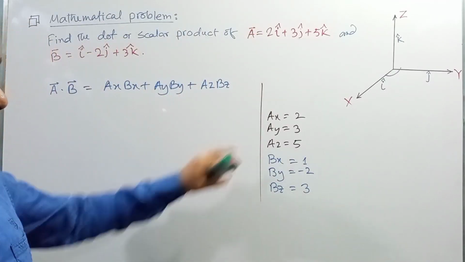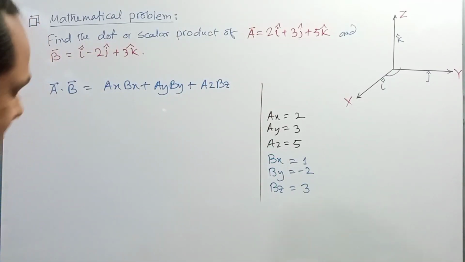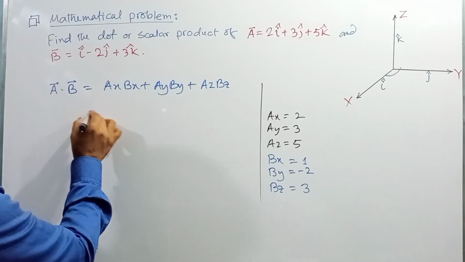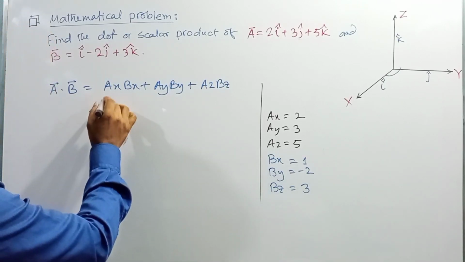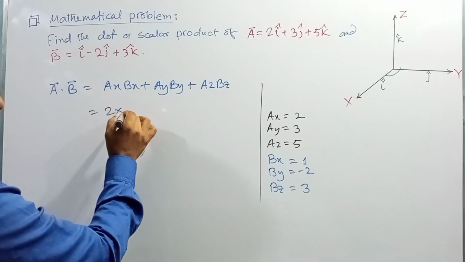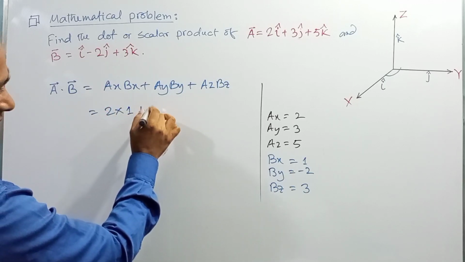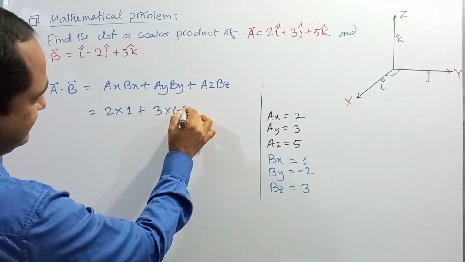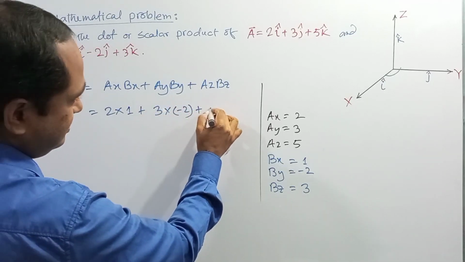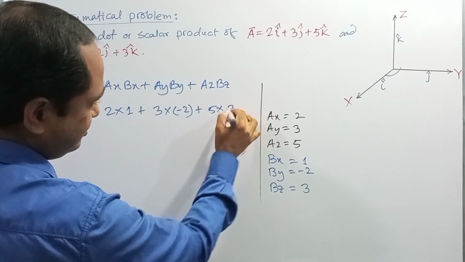So these are three components for a and these are for b. Now we are going to use the values of ax, bx, ay, by, az, bz. So ax is equal to 2 multiplied by bx is equal to 1, plus ay is equal to 3 multiplied by by is equal to minus 2, az is equal to 5, bz is equal to 3.